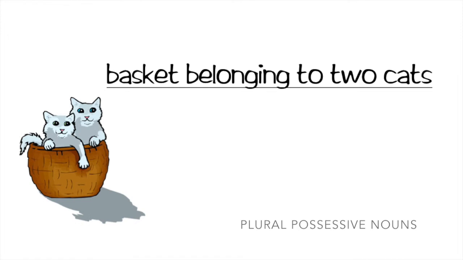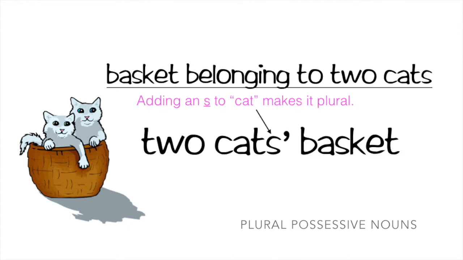Now, to make the plural word cats possessive, we'll use this example of a basket belonging to 2 cats. By adding an S to cat, it becomes plural. Then add an apostrophe after the S to make it possessive. So we have 2 cats' basket, where the cats own the basket.